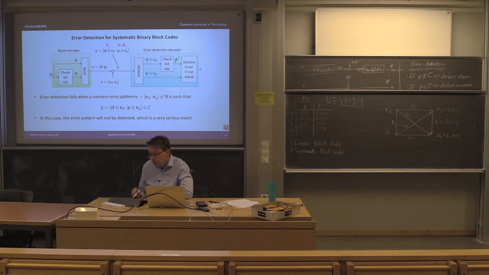So, since we have a systematic code, we know that the first k bits define what the last n minus k bits are. So we basically check that this relationship holds. If that relationship holds, it's a code word. If it doesn't hold, it's not a code word, and then we reject it.